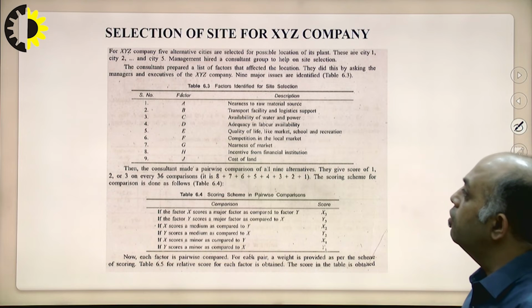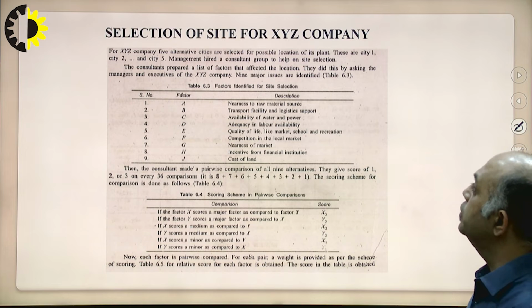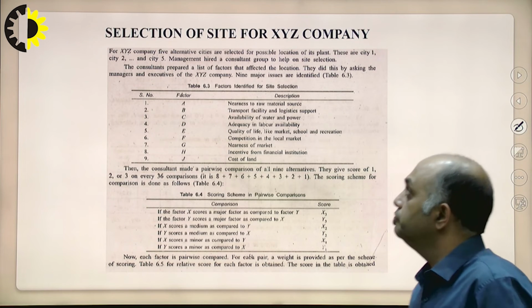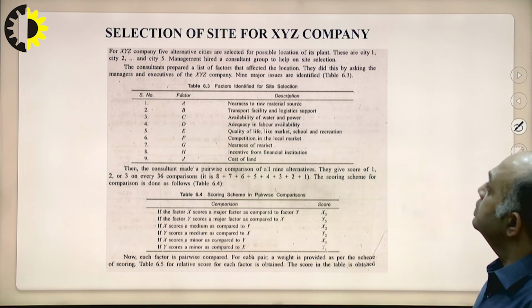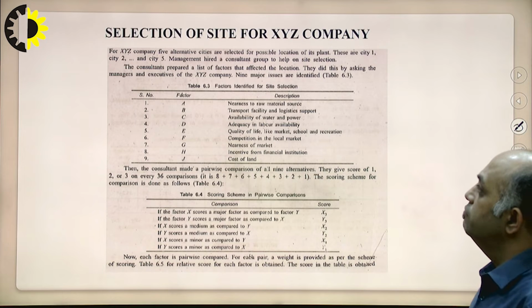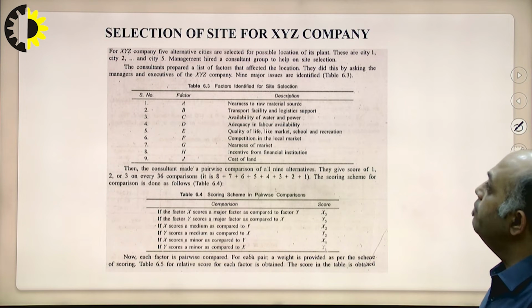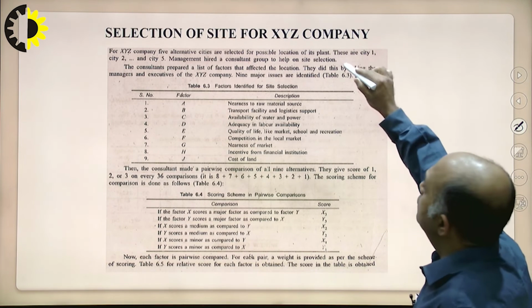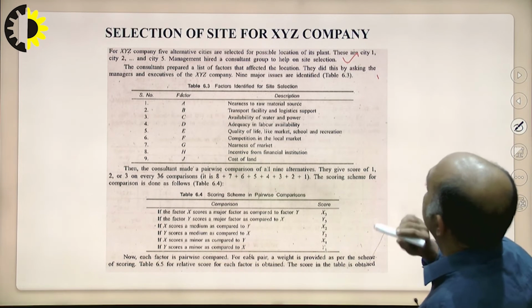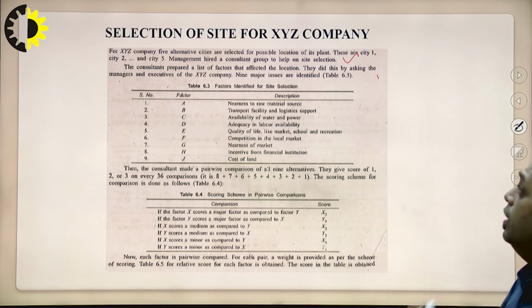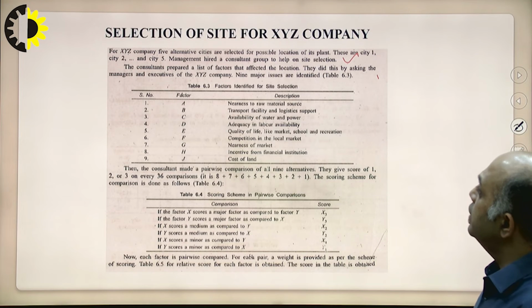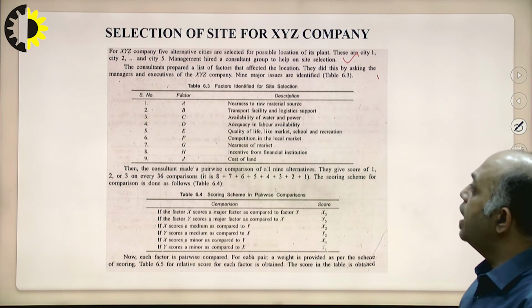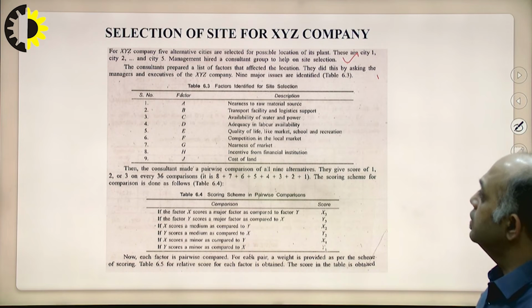If you see the problem for XYZ company, 5 alternative sites are selected for possible location of its plants. These are city 1, city 2, city 3, city 4 and city 5. Management hired a consultant group to help on the site location. So this is a job that is done by the consultant group, right. The consultants prepare a list of factors that affected the location. They did this by asking the managers and executives of XYZ company.